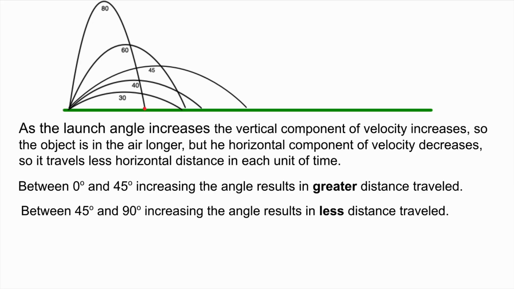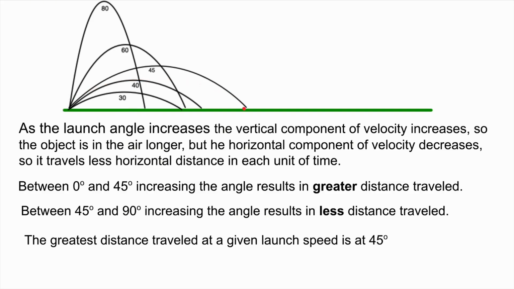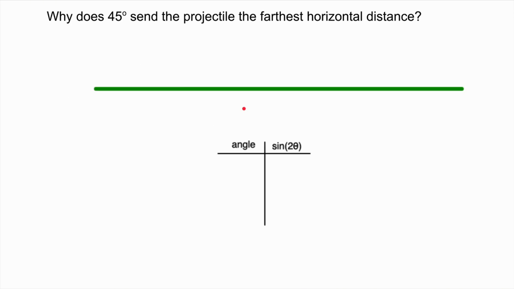So we find it is between 45 and 90, increasing the angle results in less distance, and the one that sends it the furthest, as you probably already knew, is 45 degrees. Well, now, why does 45 degrees send the projectile the furthest? Well, let's just take a look at it this way.